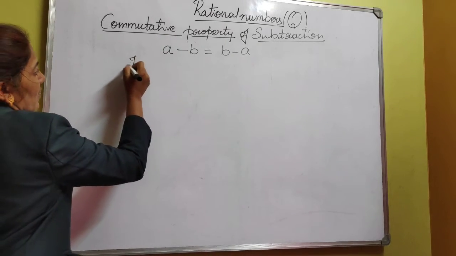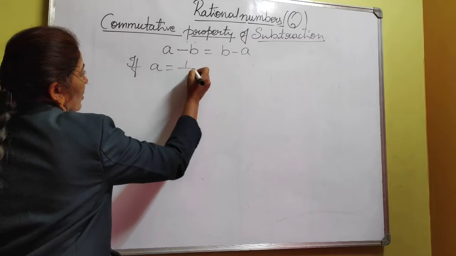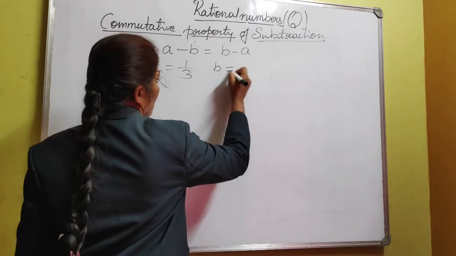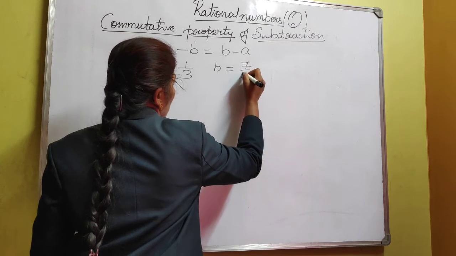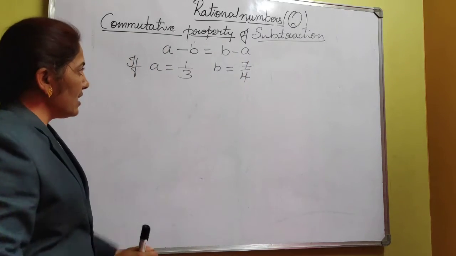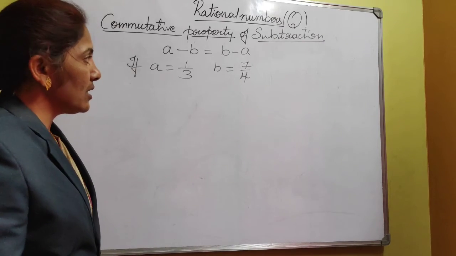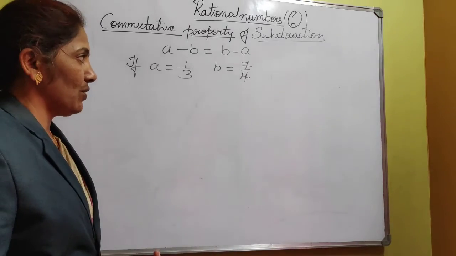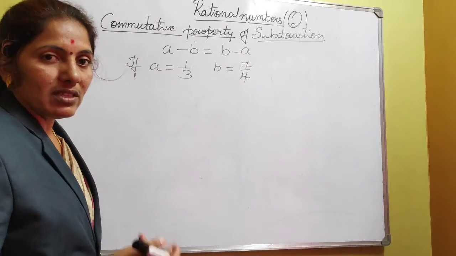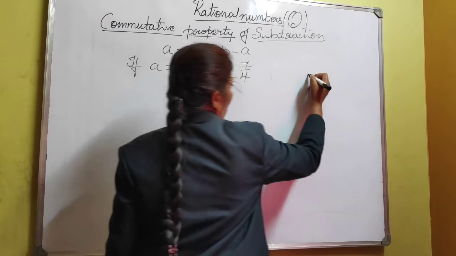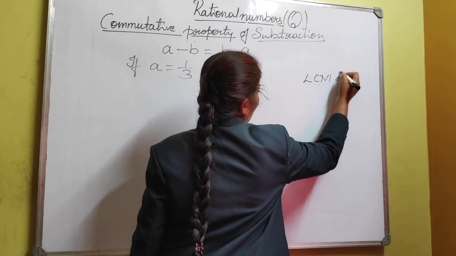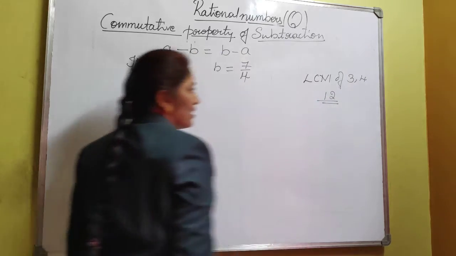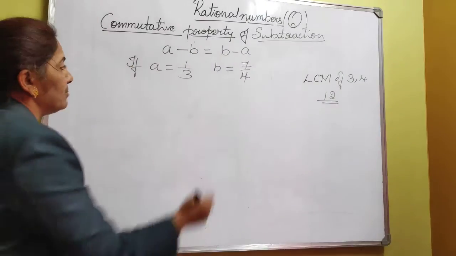Say, if A is equal to 1 by 3 and B is equal to 7 by 4. So, you can see here A is equal to 1 by 3 and B is equal to 7 by 4. Though the denominators are not the same, in such cases what we have to do again is take the LCM. So what is the LCM of 3 and 4? Which is nothing but equal to 12. LCM of 3 and 4 is equal to 12.